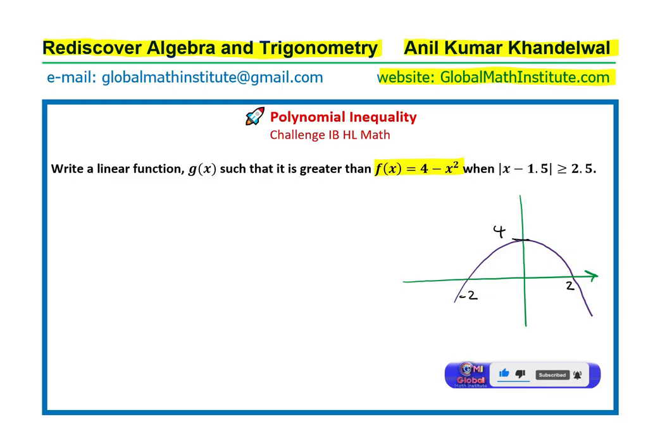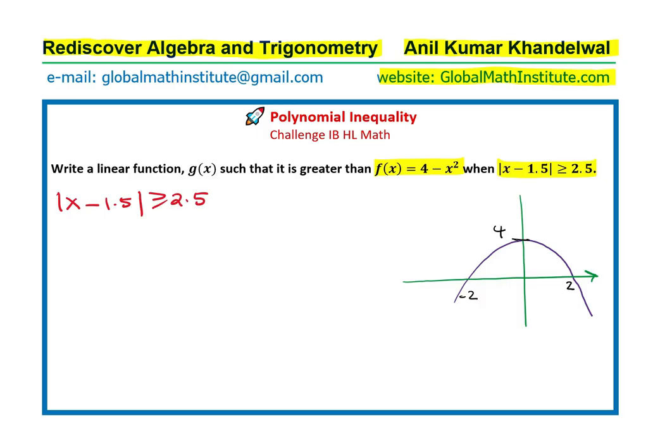Now we have to find a linear function g of x such that it is greater than this function when the absolute value of x minus 1.5 is greater than or equal to 2.5. So basically we need to now solve for the domain of this x, right?